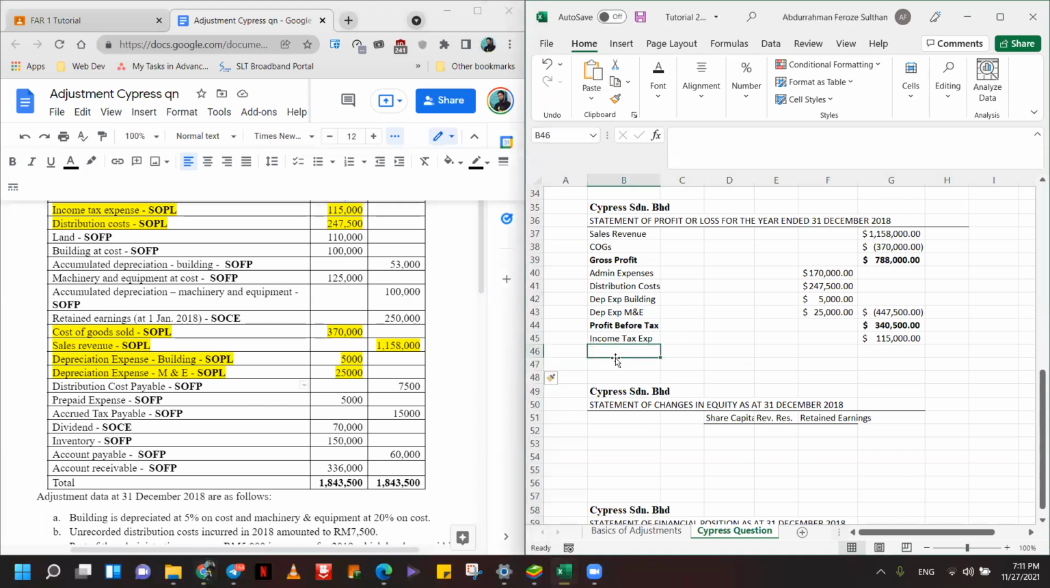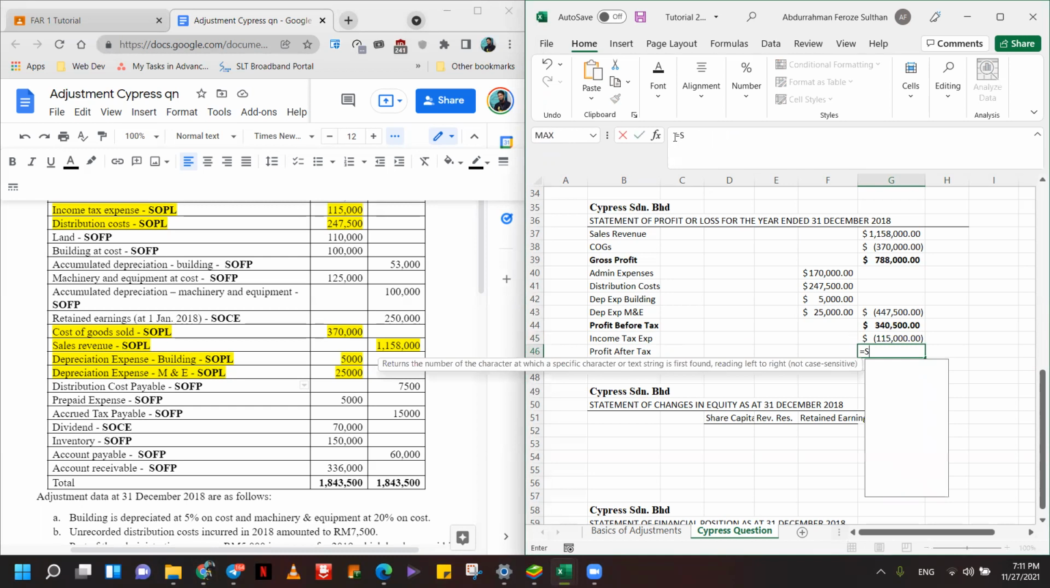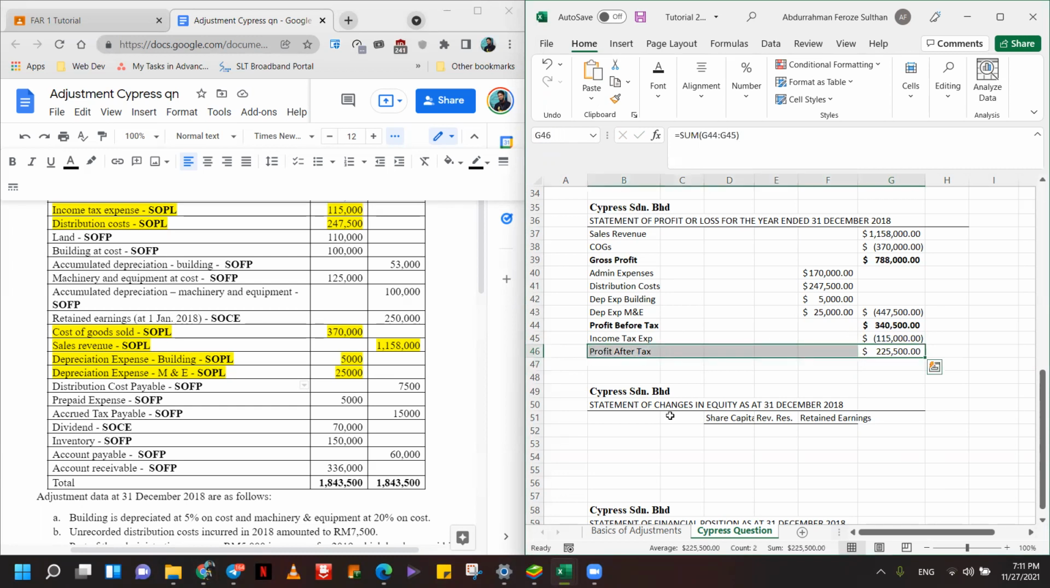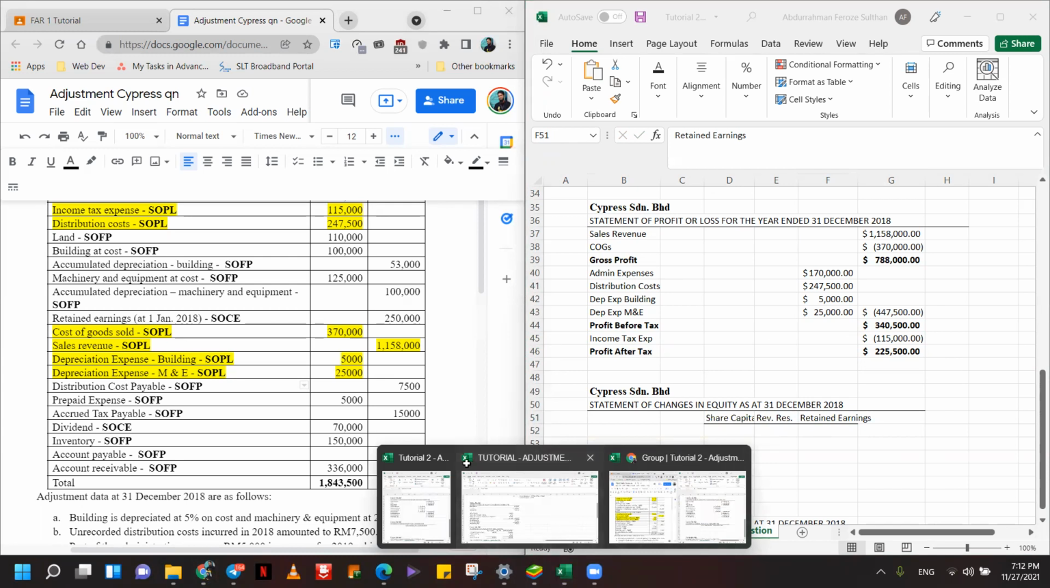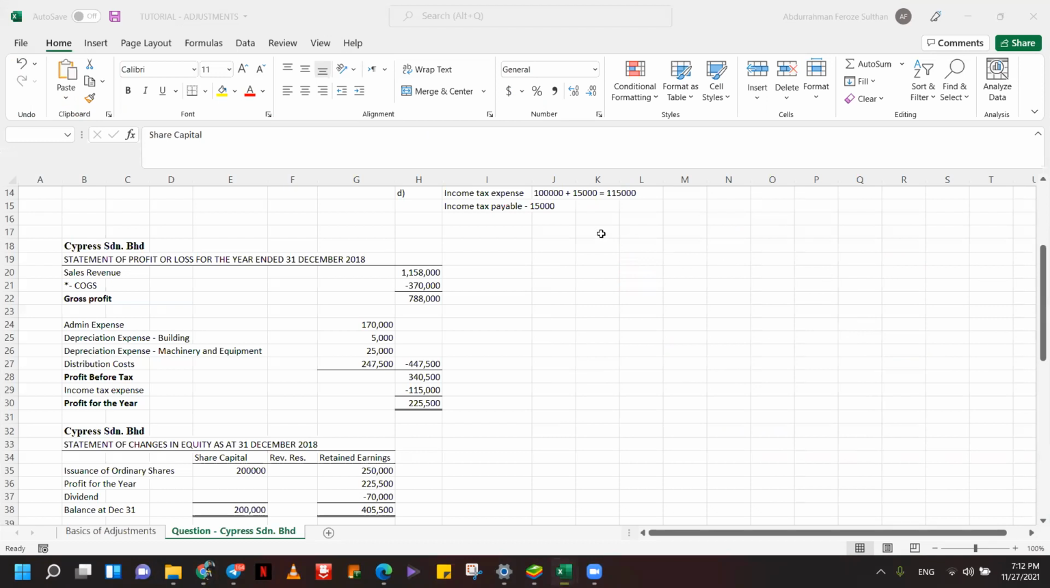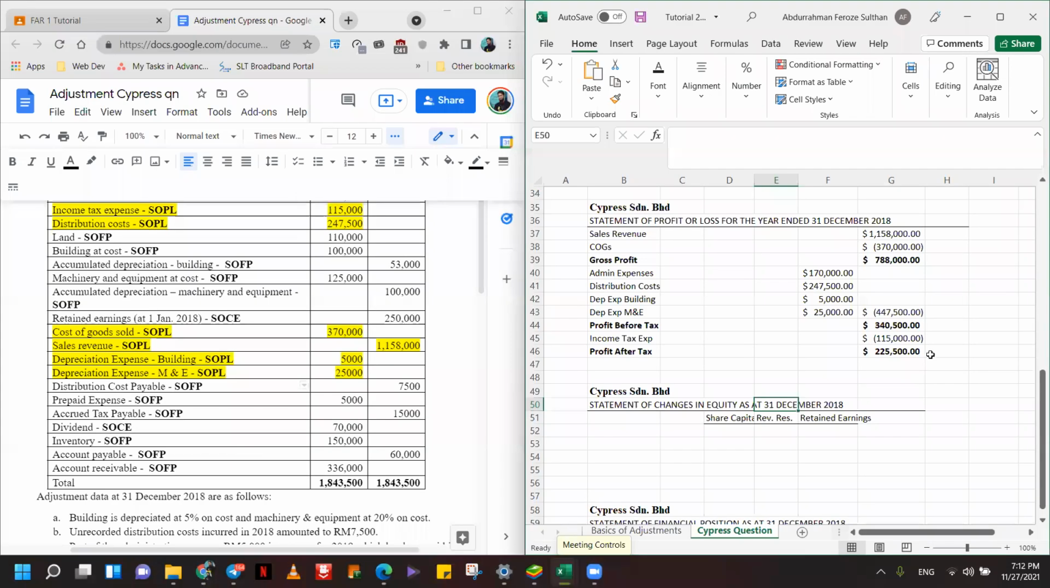So that means profit after tax equals this. Let me check, I did the question before. Okay, so that is the profit after tax. Did you guys get this right? How this statement of profit and loss was done? Is this clear? Yeah, clear.